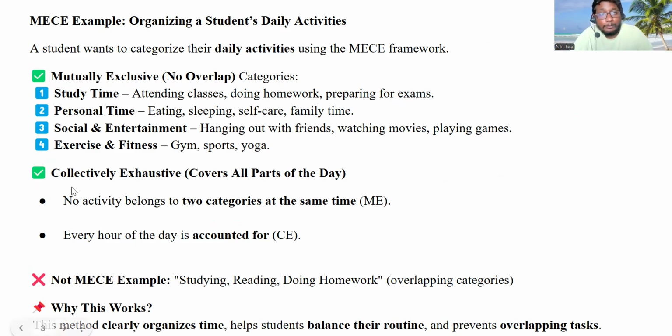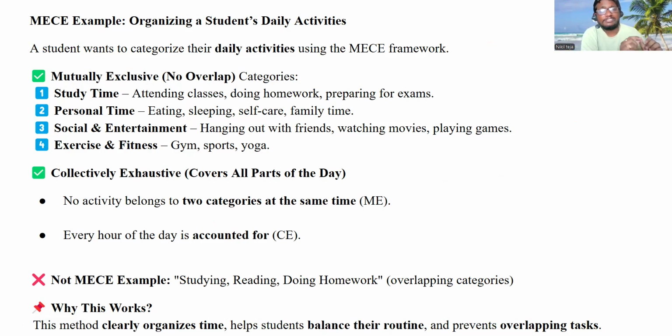So, MECE example: organizing a student's day, right? A student wants to categorize his daily activities using the MECE framework. So let's see mutually exclusive, that is nothing but no overlapping of categories or segments.